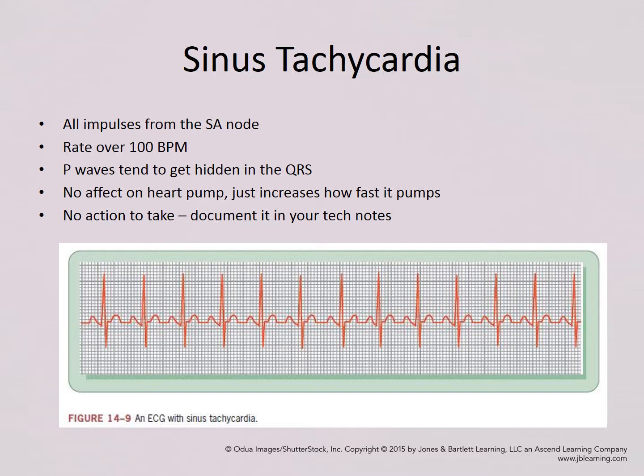Sinus tachycardia. Again, all impulses come from the SA node, so the electrical pathway is functioning normally. The atria and ventricles are depolarizing and repolarizing correctly. This is when the actual rate of that occurring, though, is over 100 beats per minute. When these heart rates get this fast, sometimes it's hard to find your P waves because they're occurring so quickly that you can't really see them. Again, this has no effect on your heart pump. It just is increasing how fast the heart is pumping. Again, there's no action for you to take, but you do want to document it in your tech notes.